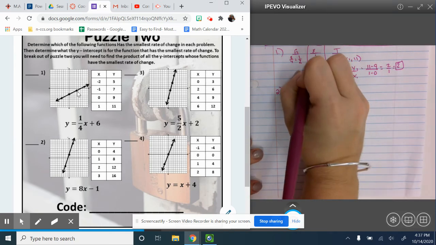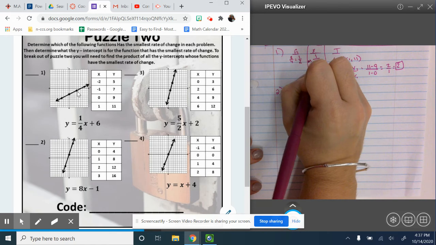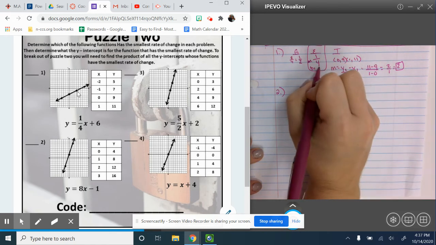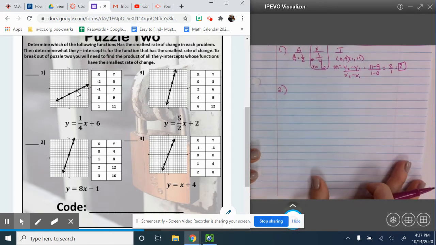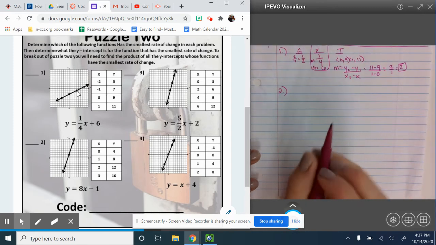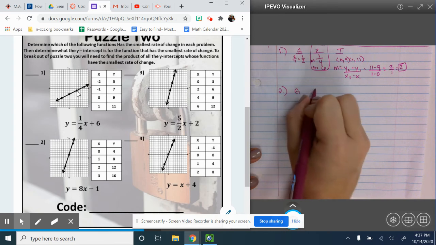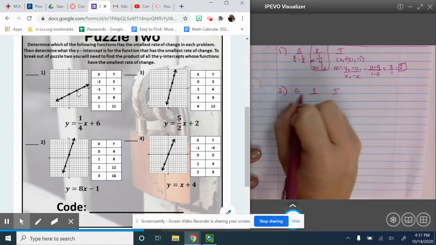So then that was my m. So then I need to find my y-intercept for my equation, and it is a 6. Because the plus 6 at the end gives you the y-intercept.